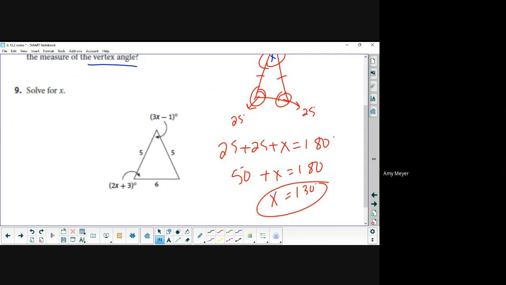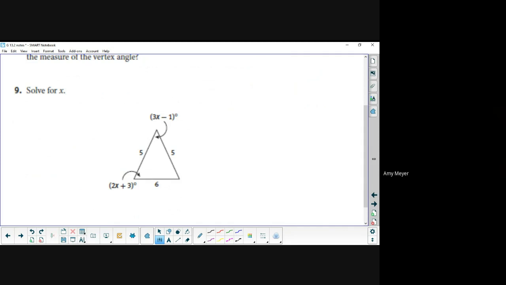Any questions on 8? Okay, we're going to try 2 more, starting with number 9. Number 9 has a picture. It says solve for x. Not a lot of words here. It doesn't tell you in words it's isosceles. Does the picture tell you it's isosceles? Yes, it does. So when it says 5, 5, I would mark that because that's what we're used to seeing.